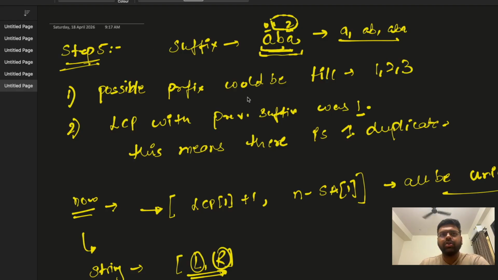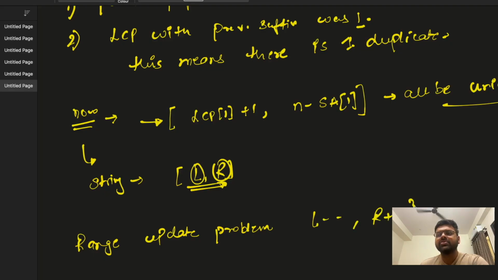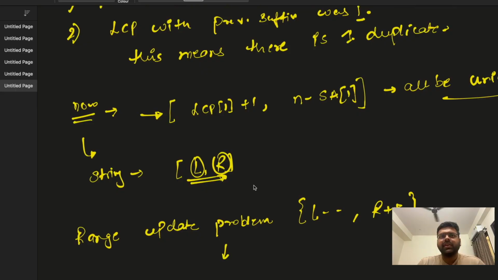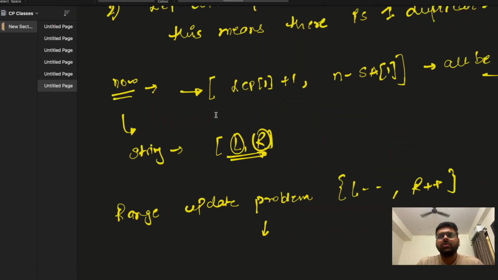And to calculate all of this, we have done this many times. This is now simply a range update problem, where you know the range between L to R, and you would simply do L minus minus for one range and R plus plus for the other range, and then you add this up, and you get the count for each length. So this is how you count for each of the lengths how many substrings are possible. This is how our net problem would be solved.